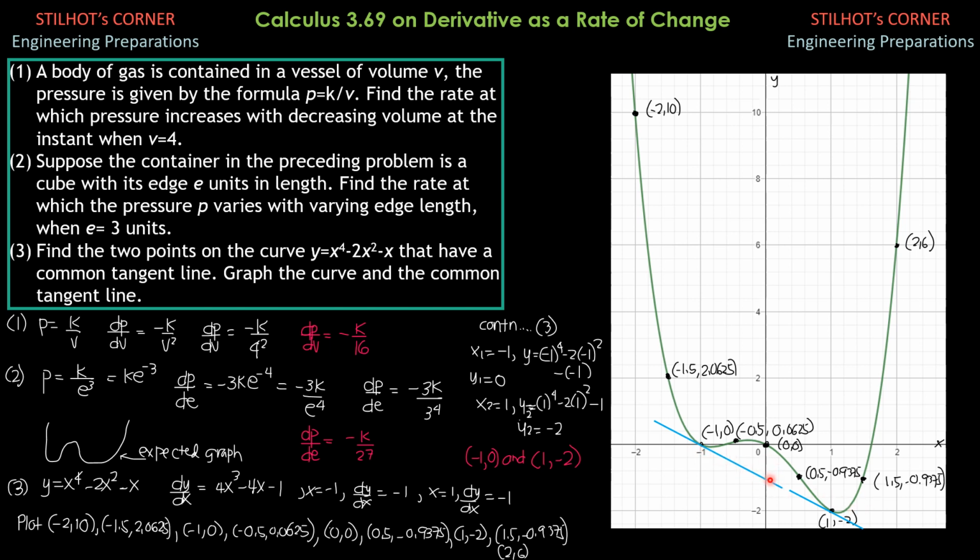So this is (0, -1), and this is (-1, 0). So the slope is -1. This tangent will also pass through (0, -1). And this is (1, -2). That's why the slope is -1.